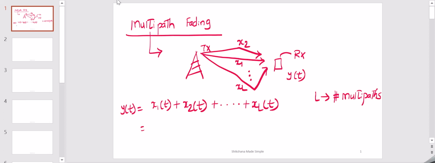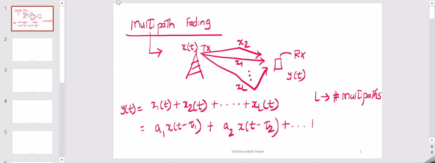Now we know that the signal which is traveling in the direction of x1, we can write it with amplitude a1 and x of t minus tau 1, right? It has its own delay tau 1 and it would undergo its own attenuation or path loss, which is a1. So the transmitted signal will be, let's say, x of t. Similarly, for x2 of t, there is a different path loss and the delay would be different. So similarly, the last component.